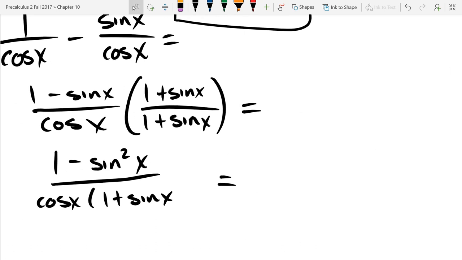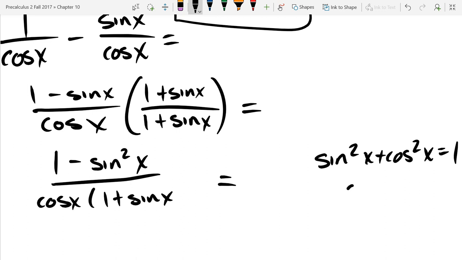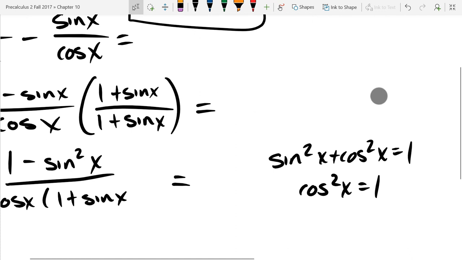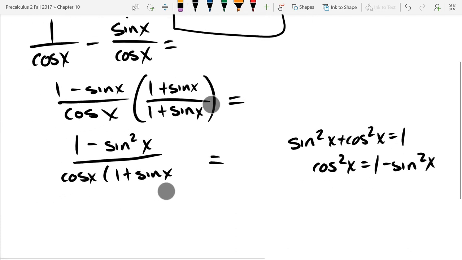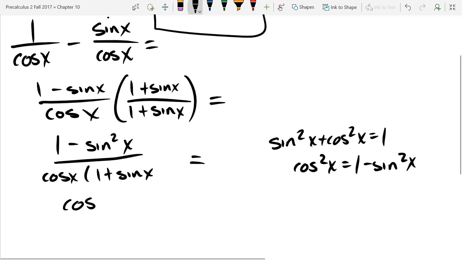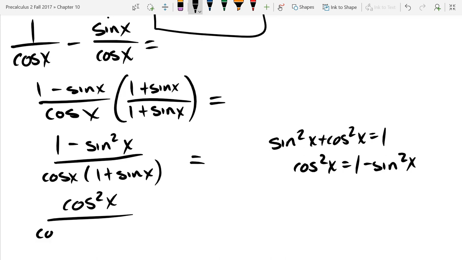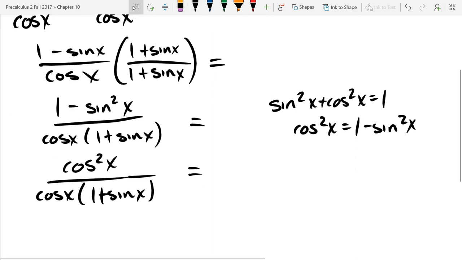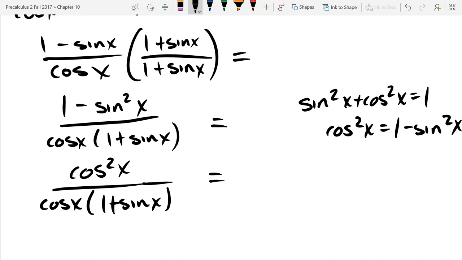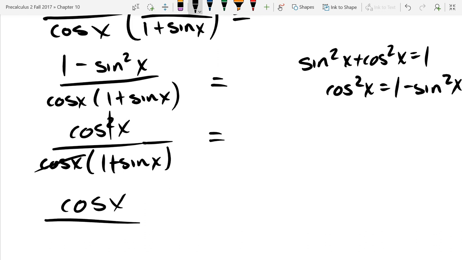Now, one of the main reasons we do this is because we're going to turn 1 minus sine squared into something similar. We're going to use the identity sine squared plus cos squared equals 1, and subtract sine squared. This leaves us with cos squared equals 1 minus sine squared. So we're going to take out 1 minus sine squared and replace it by cos squared. And now I have cosine squared on the top, which is cosine times cosine. So one of those is going to cancel with the cos x, and we're going to be left with cos x over 1 plus sine x.